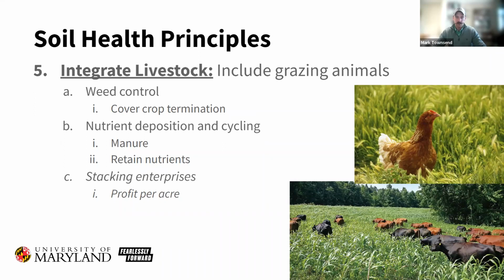I also like throwing this out there to some of the folks on the crop side and saying, you can start stacking enterprises. If you're selling anything, maybe you can sell a little bit more per acre. You can sell some beef along with the corn that you've taken off.